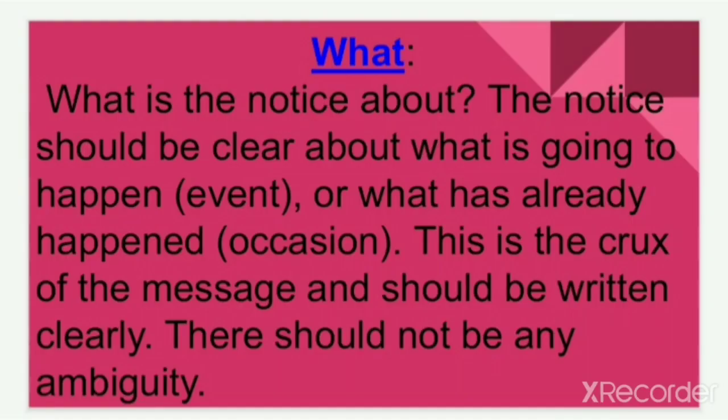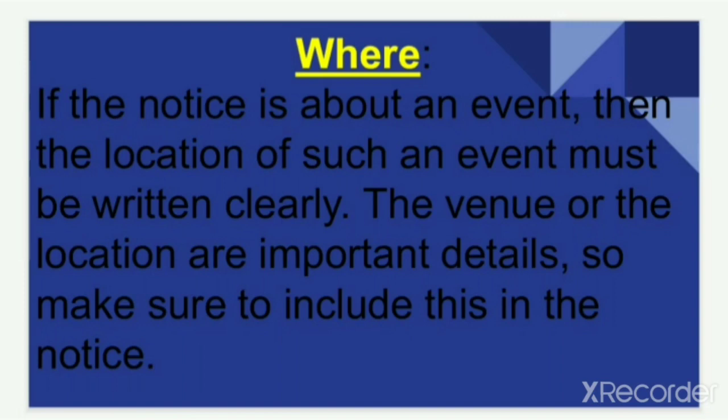The first W is what. What is the notice about? The notice should be clear about what is going to happen, the event, or what has already happened, meaning the occasion. This is the crux of the message and should be written clearly. There should not be any ambiguity, meaning confusion. The second W is where. If the notice is about an event, then the location of such an event must be written clearly. The venue or the location are important details. So make sure to include these in the notice.